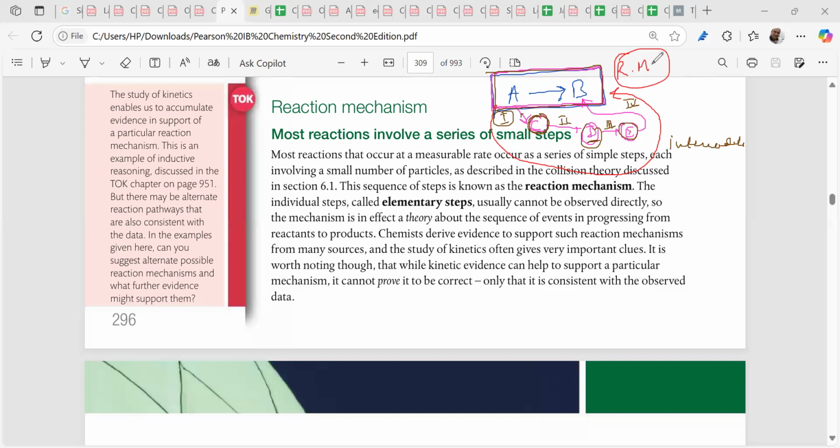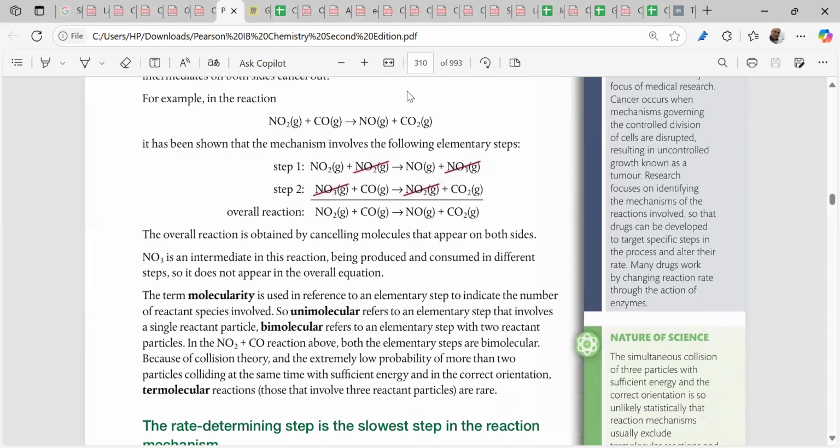Anything, please tell me. This entire series of the steps is called a reaction mechanism. Now you will be getting the steps; you don't have to make the steps. See, this is the main reaction, and this reaction has two steps.